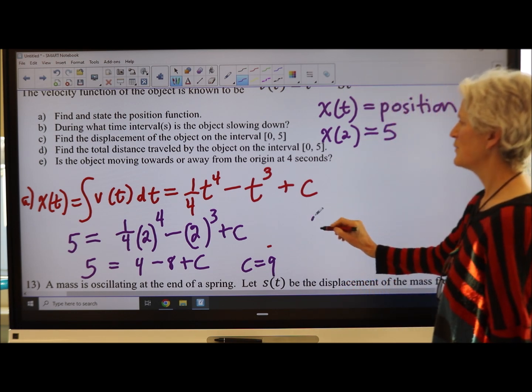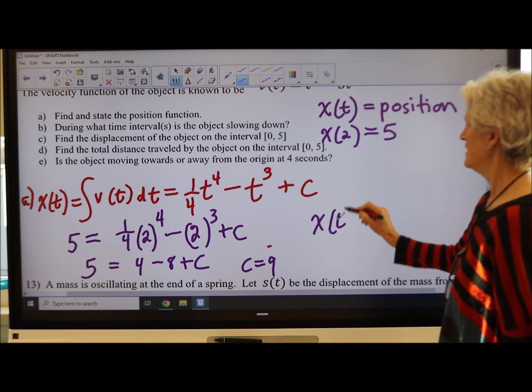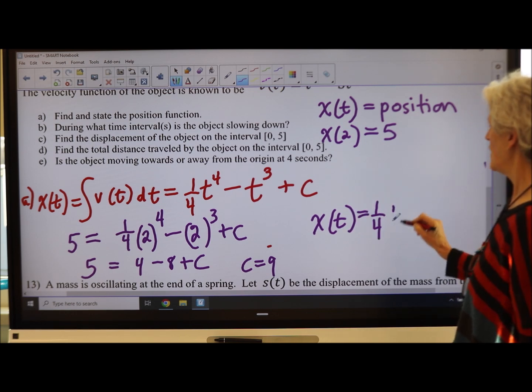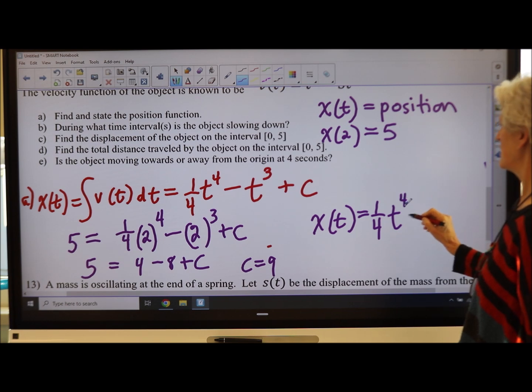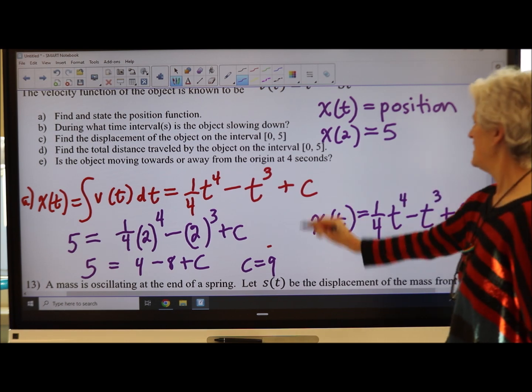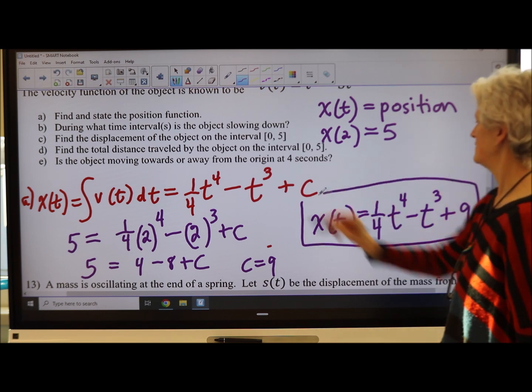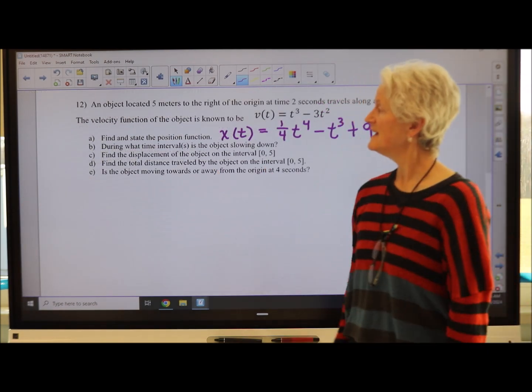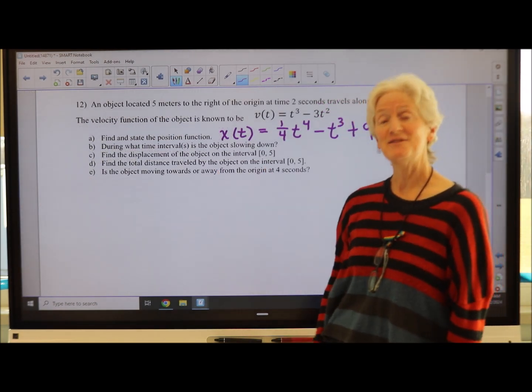All right, so I'm going to write out my position function so it's all in one place. My position function is 1/4 t to the 4th minus t to the 3rd plus 9. There's my position function. I have finished part A. Let's move on to part B.